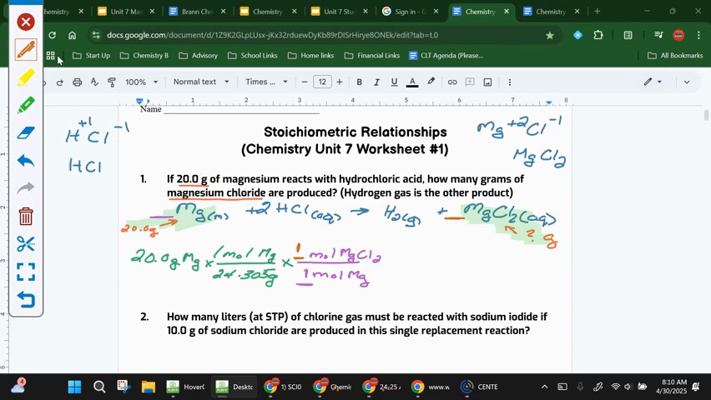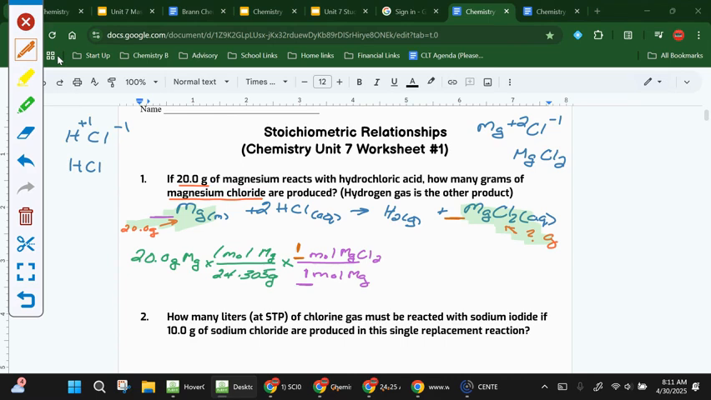Step number 2, molar ratio. Given on the bottom, going to on top. That is what your ratio will always be. Whichever one you are going to goes on top, whichever one you are given goes on the bottom. Okay? What you are given goes on the bottom, what you are going to goes on the top. Questions?